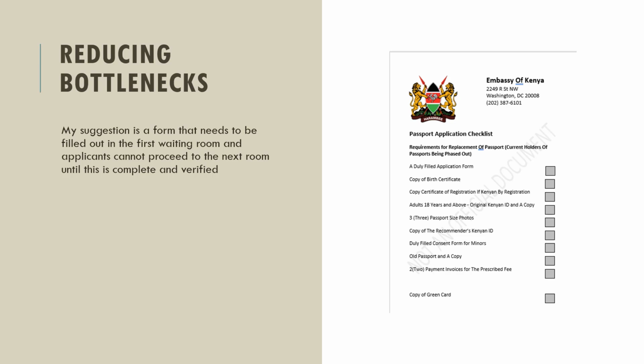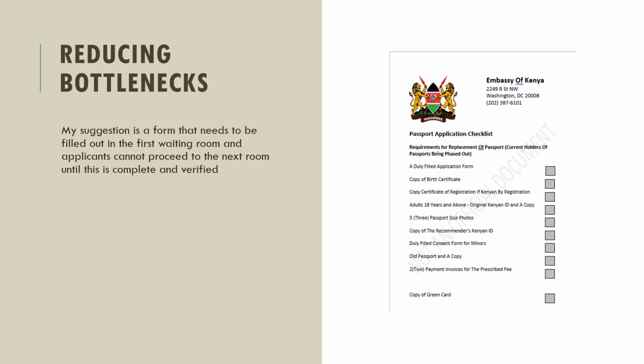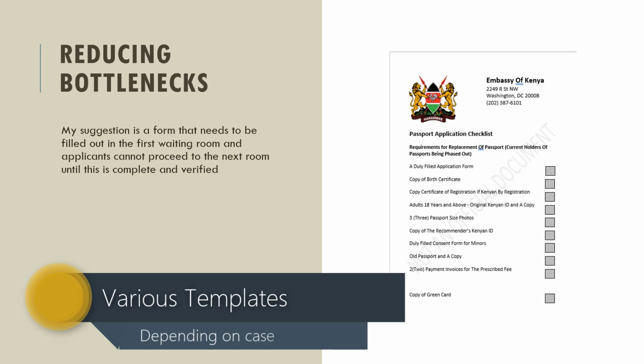Alright, on the right hand side here, I've just built a quick template in Word, and this is what I envision, right? I envision a template like this. There'll be different templates for each of the different passport application types, whether it's a completely new one, a renewal, a lost, mutilated, what have you, right? But you have this template. So this form needs to be filled out in the first waiting room.